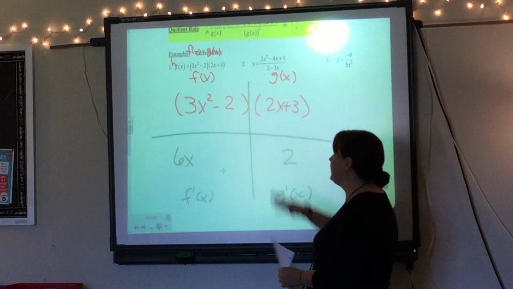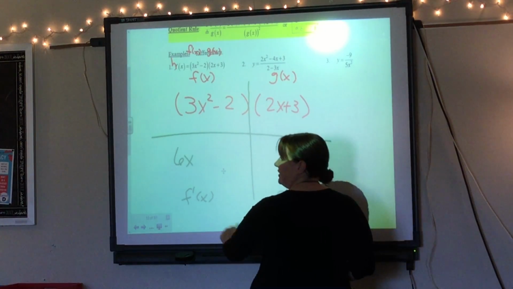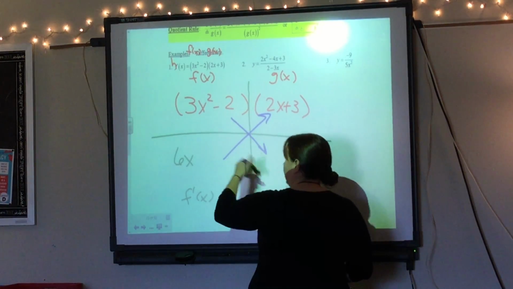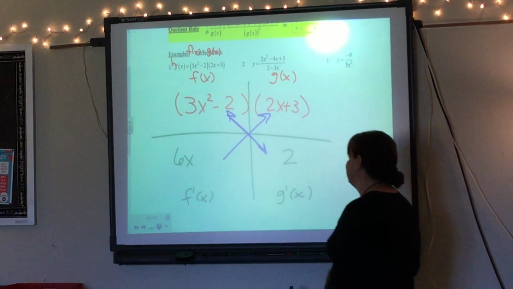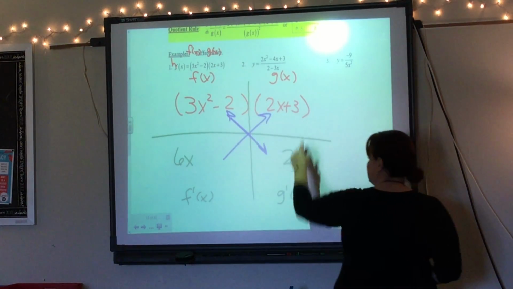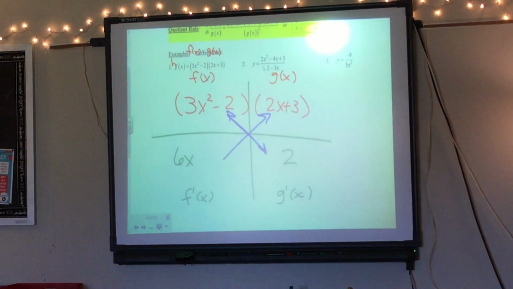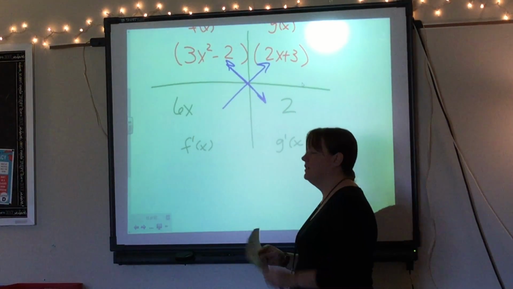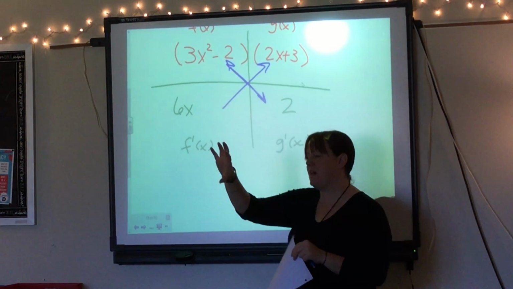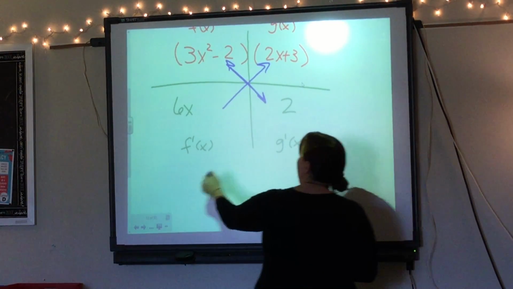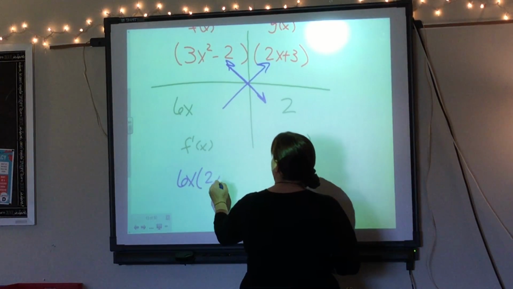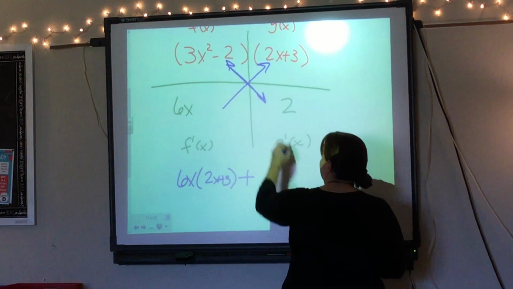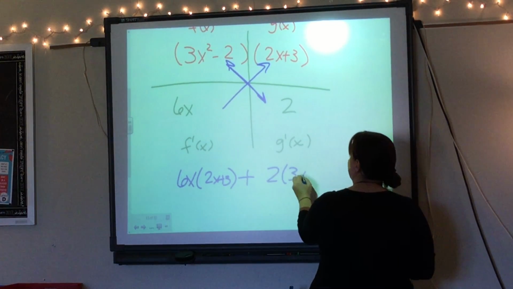Okay, so when you set it up like this, then we can just do fig plus gif, right? We multiply f prime times g, so 6x times 2x plus 3, and we add that to f times g prime, which is 3x squared minus 2 times 2.